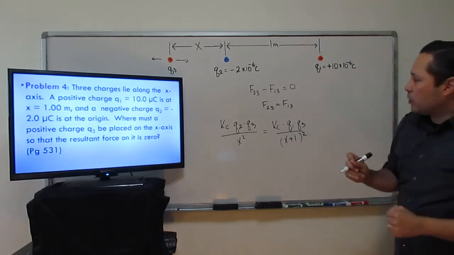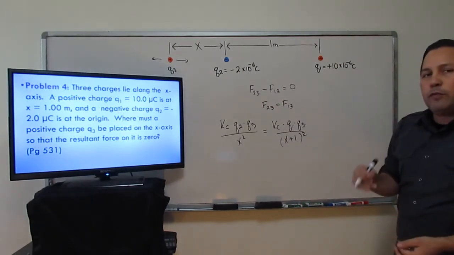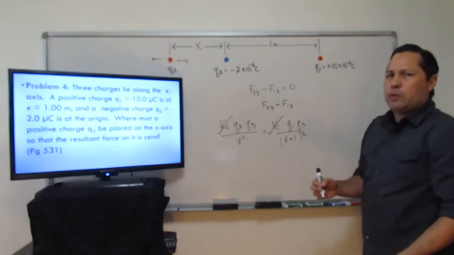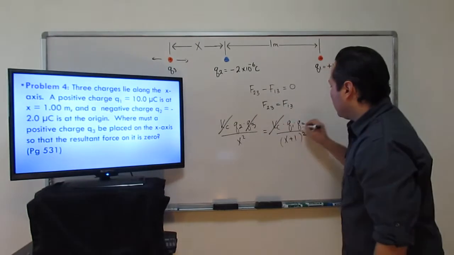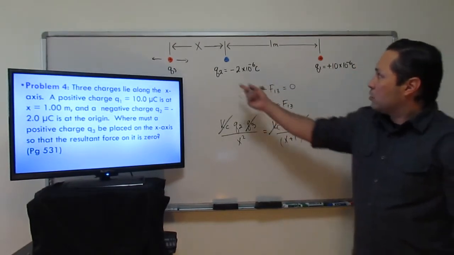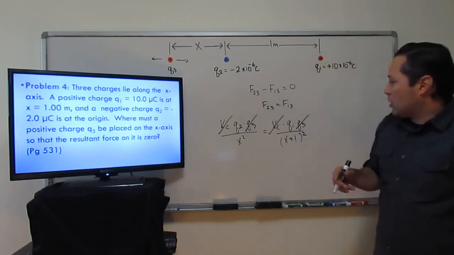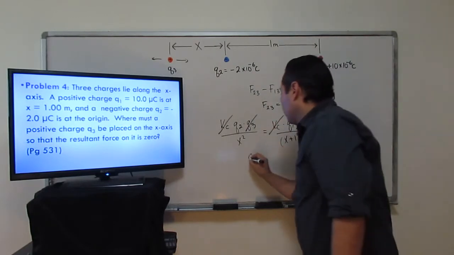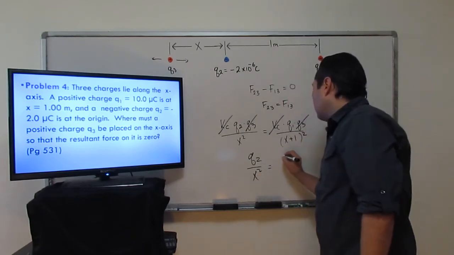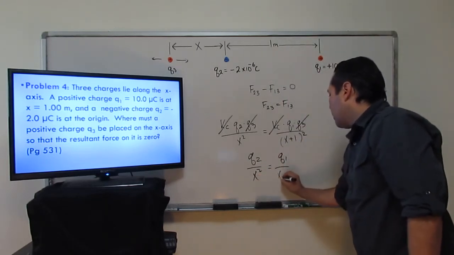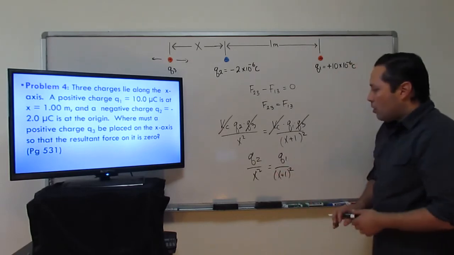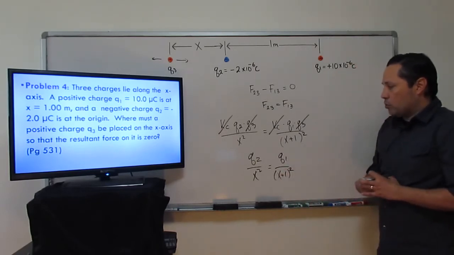Now, as you look from left to right, there are some things you can go ahead and get rid of to simplify this. Notice that the constant is the same on either side, so we can get rid of that. And q3 as well. We don't need the charge of q3 to figure out what x is, so that is gone as well. So we're left with just this: q2 over x squared is equal to q1 over (x plus 1) squared. All right, so that is our problem so far.